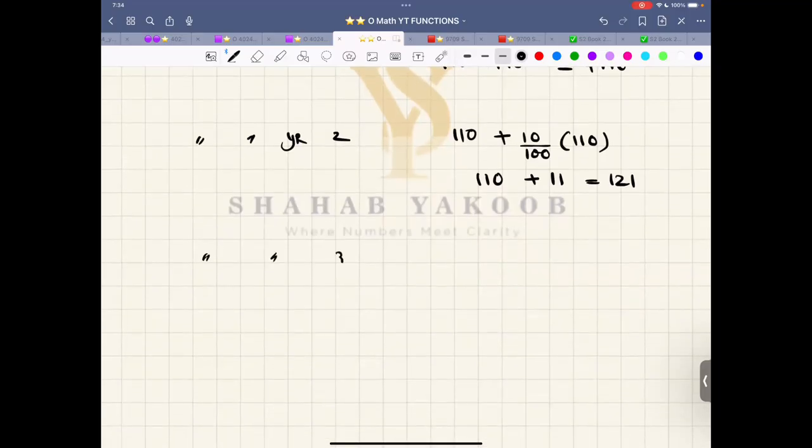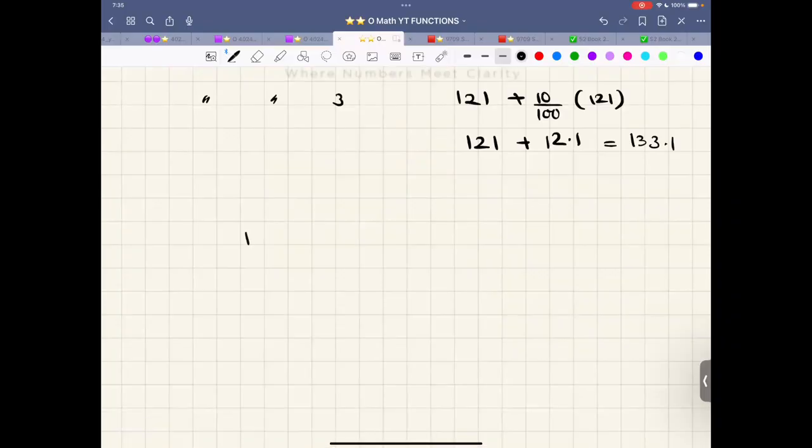Similarly, at the end of year three, it would be 121 plus 10% of 121. This is 12.1. This is 121. Therefore, this becomes 133.1. That means a value of 100 became 110. And the next one, that is 121. The next one, it's 133.1. So this is like an exponential growth because the difference is not constant.